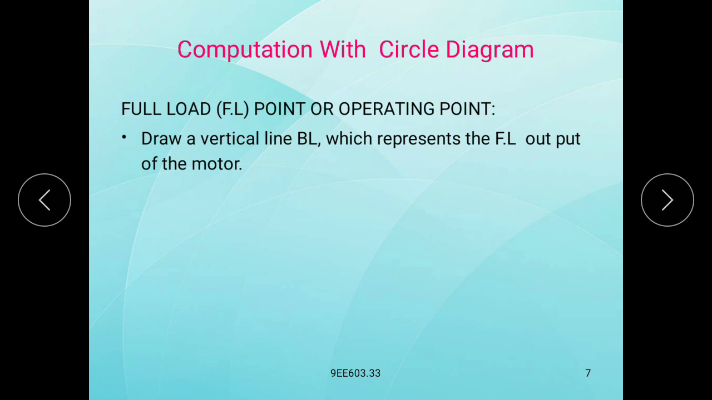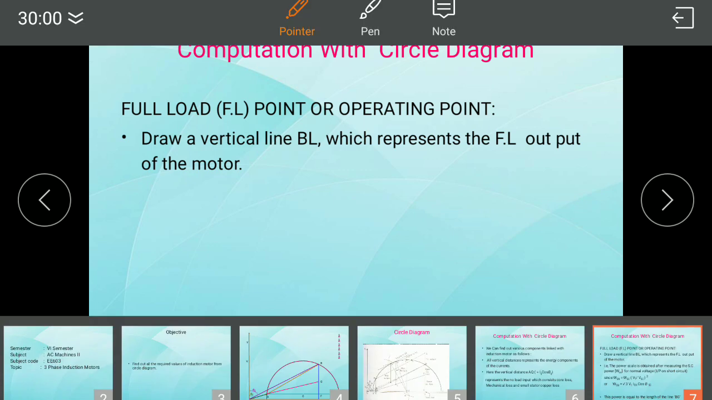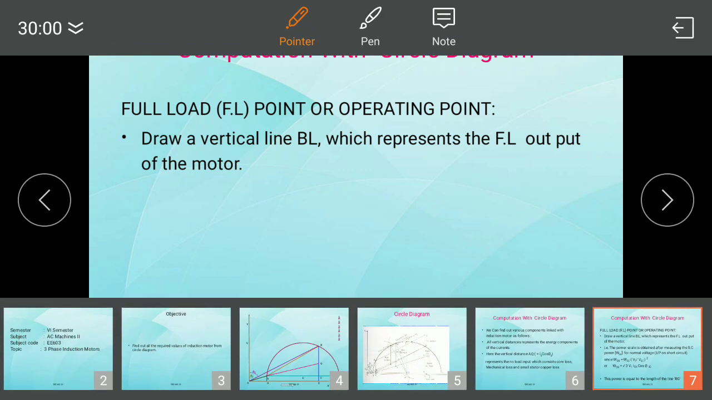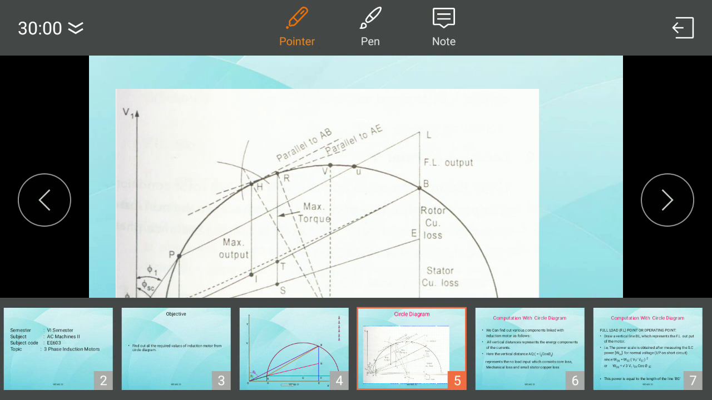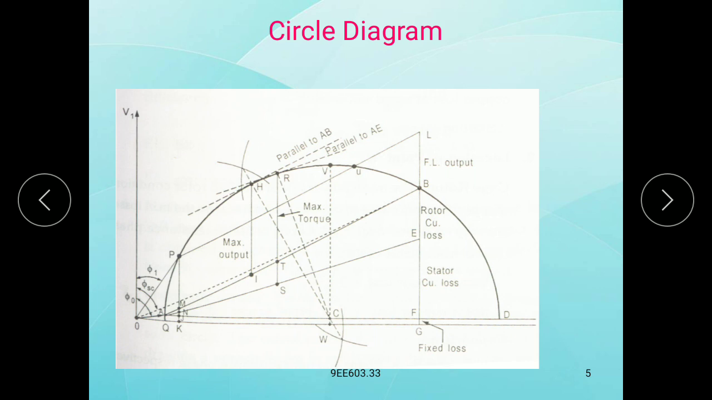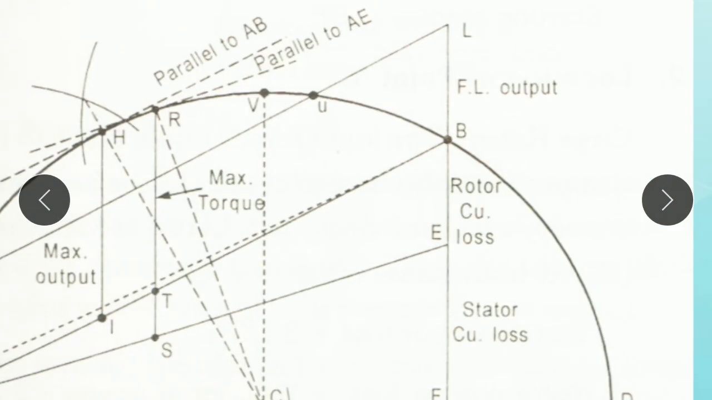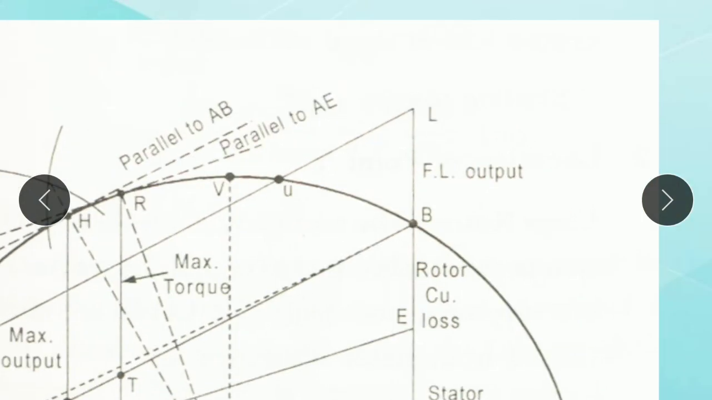Now draw a vertical line BL, which represents the full load output of the motor. This is BL, the full load output of the motor.